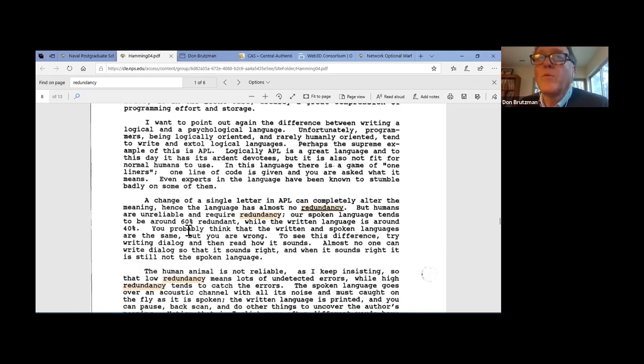The provocative one then is our spoken language tends to be about 60% redundant. See if I can get my screen to behave. It's not behaving. I've got an off by one line to highlight error. Okay. Our spoken language tends to be 60% redundant, while written language is around 40%.